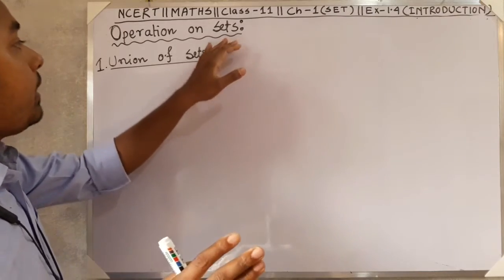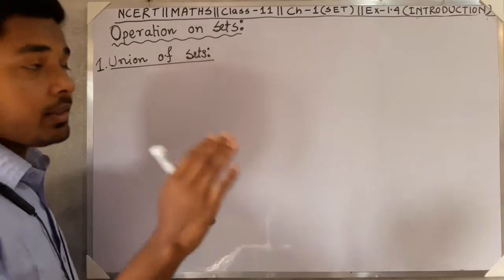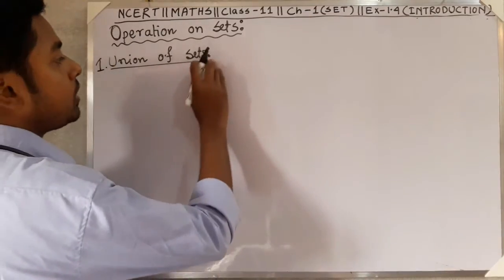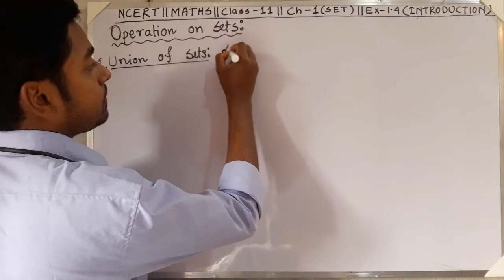The first operation is union of sets. So we will learn about union of sets. So what is the union of sets?